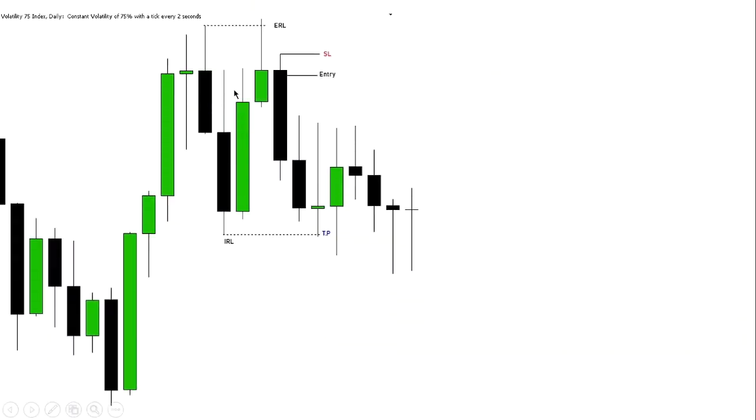And generally, when you combine what we just did with narrative, you see that price is coming from external range liquidity to inside range liquidity, and our entry is actually right there on the 15-minute time frame. Stop loss will be right there, and this will be the take profit. So this is how it looks at the end of the day.